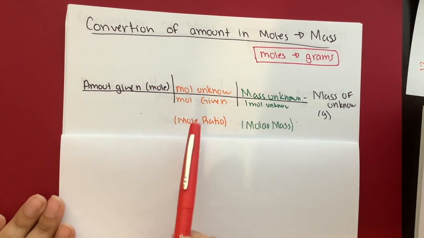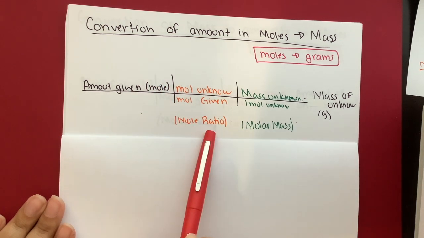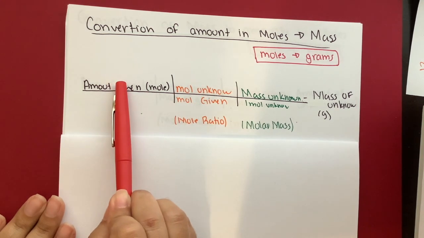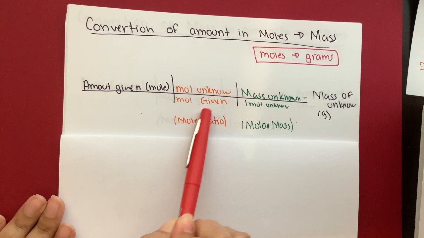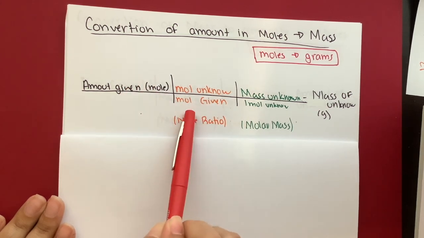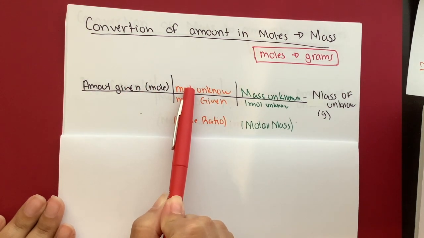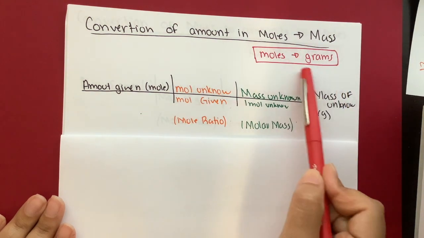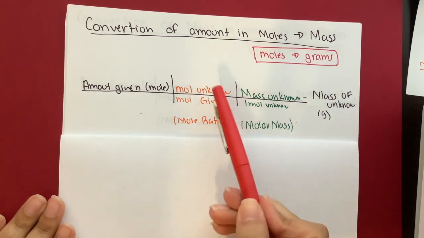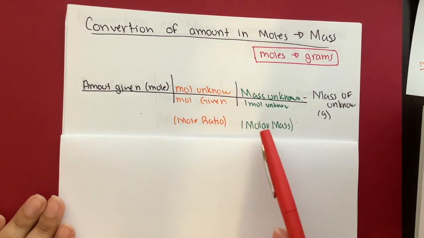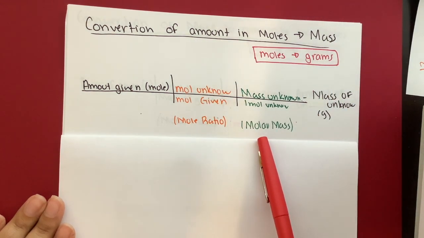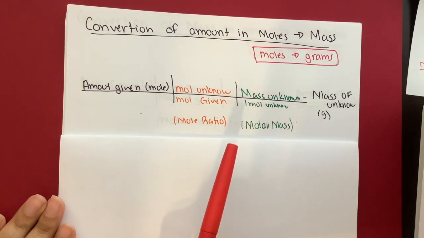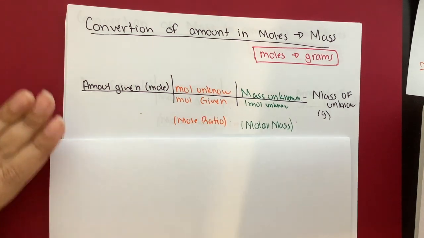So my next step is going to be to use a mole ratio, which is going to be moles of unknown over moles of given. Given in the bottom so that it cancels out with the moles here of the given. Then the moles of the unknown in the top. But in this question, they're asking us for the mass of the unknown, of whatever they're asking us about. So once we're in moles, we're going to use the molar mass of that compound. And we're going to be multiplying by the molar mass in order to get the mass. Okay? Let's do a real example now.